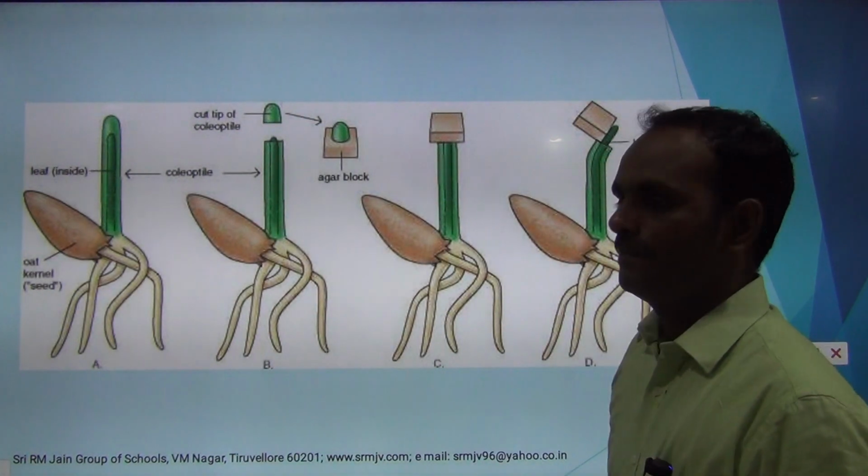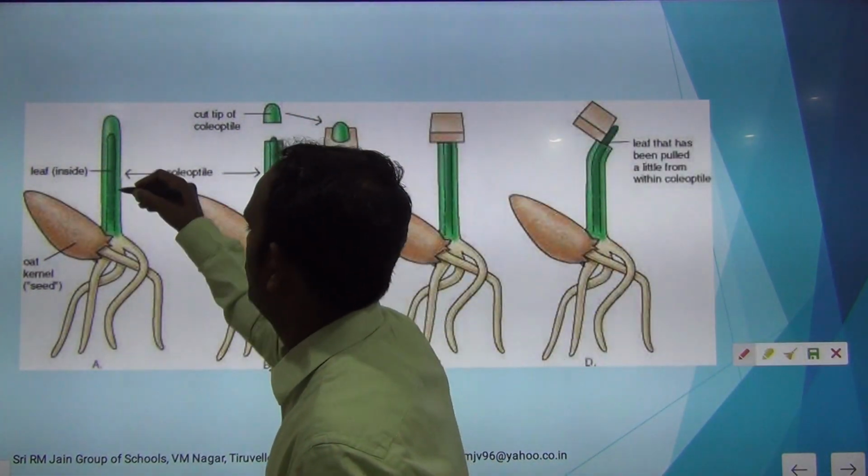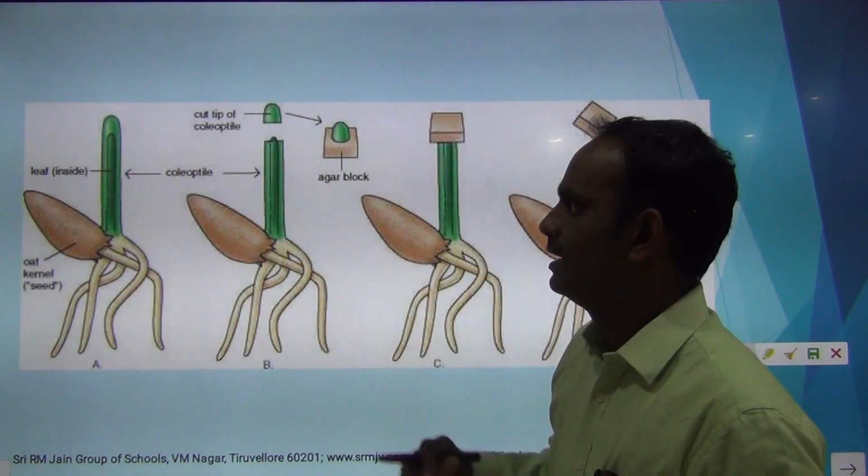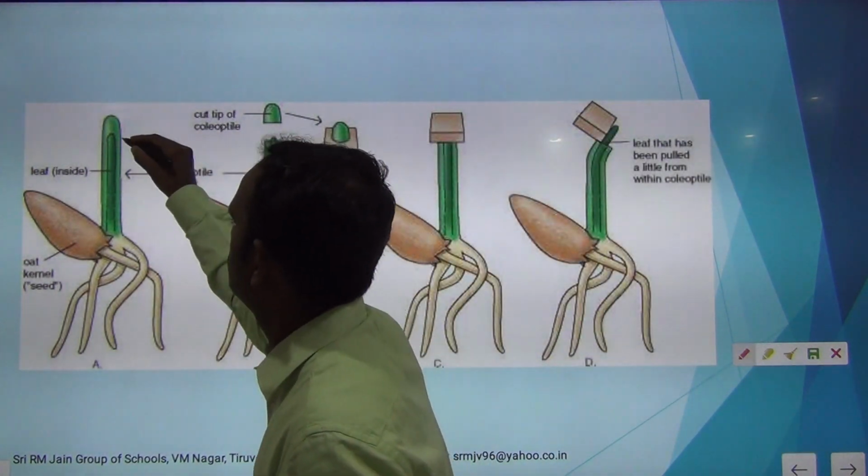See the picture here. This is a normal germinating seed and this is called the coleoptile.